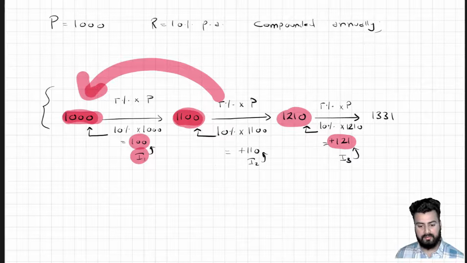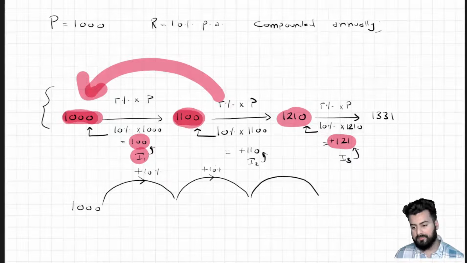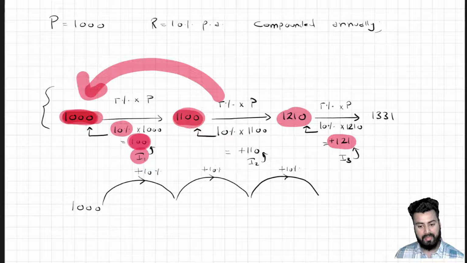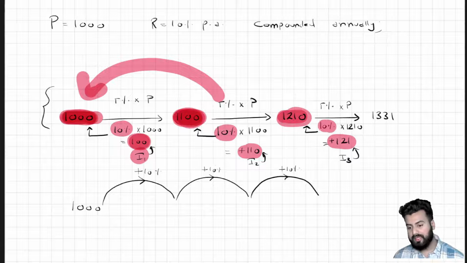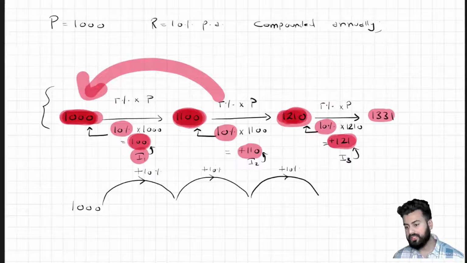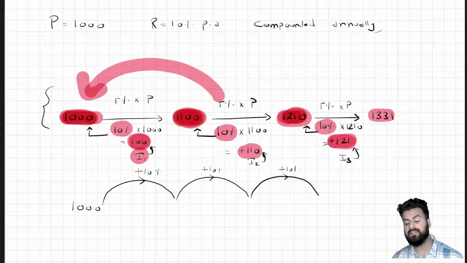So can I say that this is same as increasing a number by 10% successively three times? See what I'm doing here: I'm calculating 10% of a number, then adding it to this number, and reaching the other value. Again, I'm calculating 10% of this value, adding it, and reaching this value. Again, we are calculating 10% of this number, and when I add it, we reach 1331. This is the same as increasing a number by 10% successively three times.